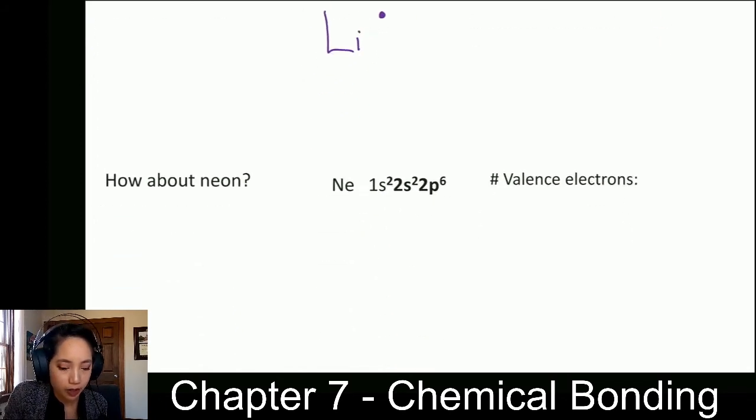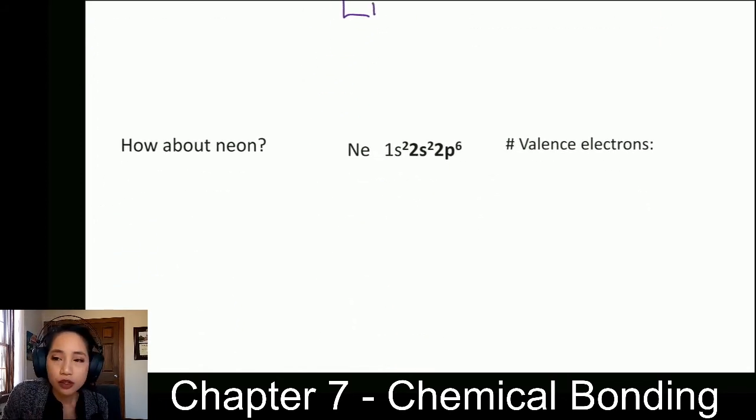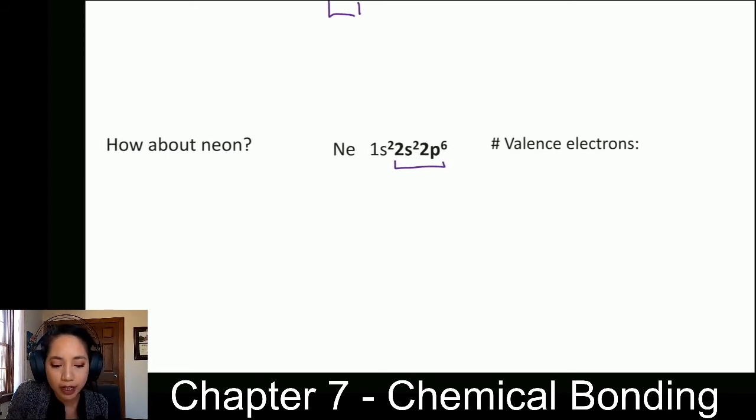So what about neon? Let's do neon as well. If we write out the whole electron configuration here for neon, it's 1s2, 2s2, 2p6. So let's think about the number of valence electrons. It's the outermost electrons. If we count all of the electrons that have the highest n value, or principal quantum number, that would be right here, 2s2, 2p6. So these are all the n equals 2 electrons.